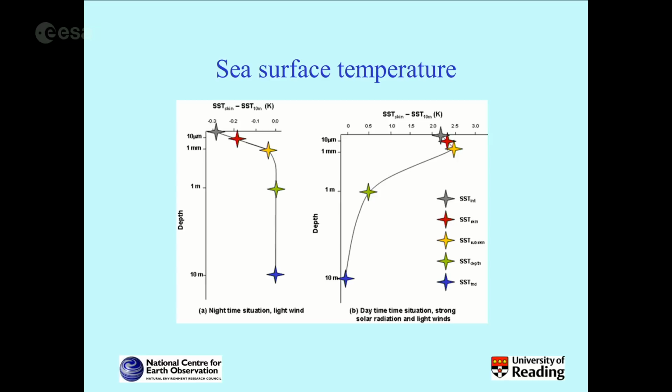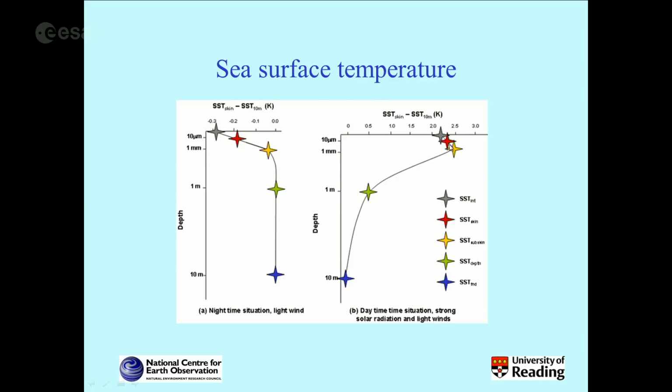Now, one interesting thing about when you're doing a simulation of something like sea surface temperature is, what do you mean by sea surface temperature? This is an interesting diagram because it shows that in the top part of the ocean, the temperature varies very much. This is what happens in a typical nighttime situation. This scale is going from 0 to minus 0.3. At 10 micrometers, the temperature is minus 0.3. At 1 millimeter, it may be down here, and then it goes straight down. So you've got a difference between 1 meter and 10 micrometers of about 0.3 Kelvin.